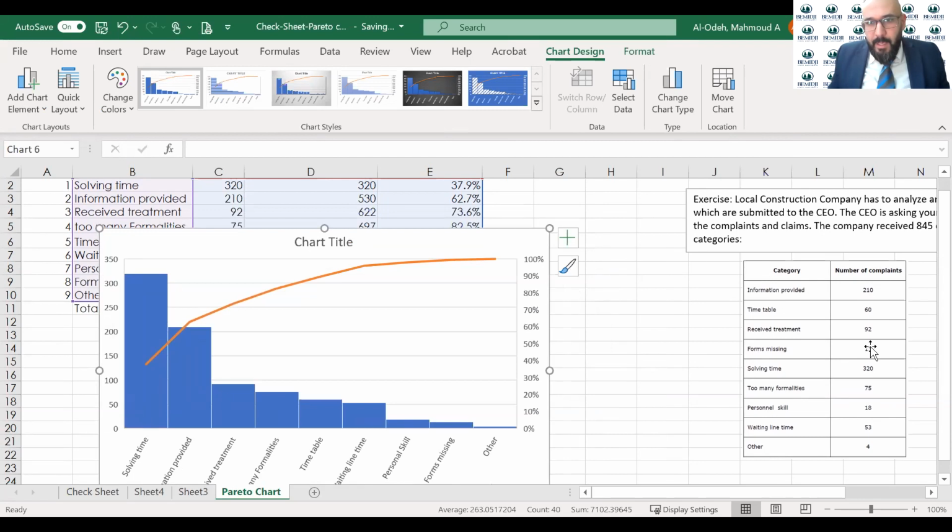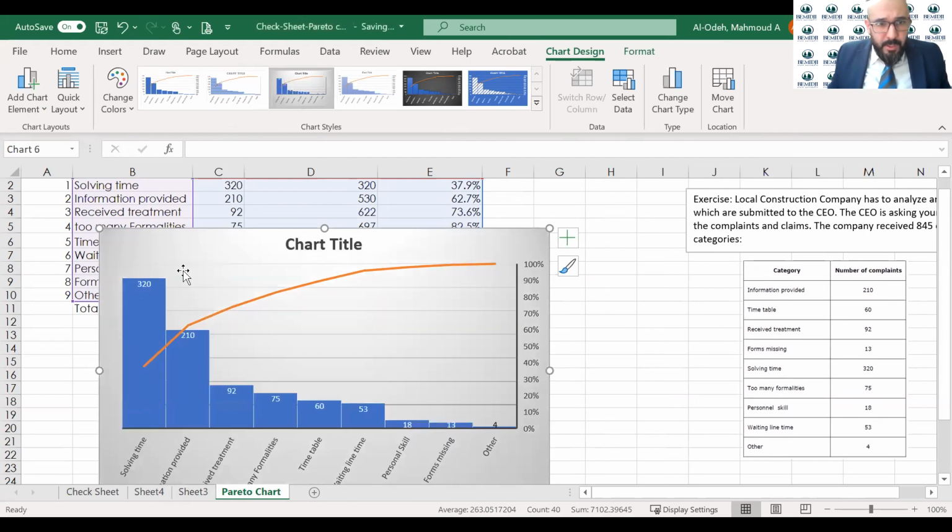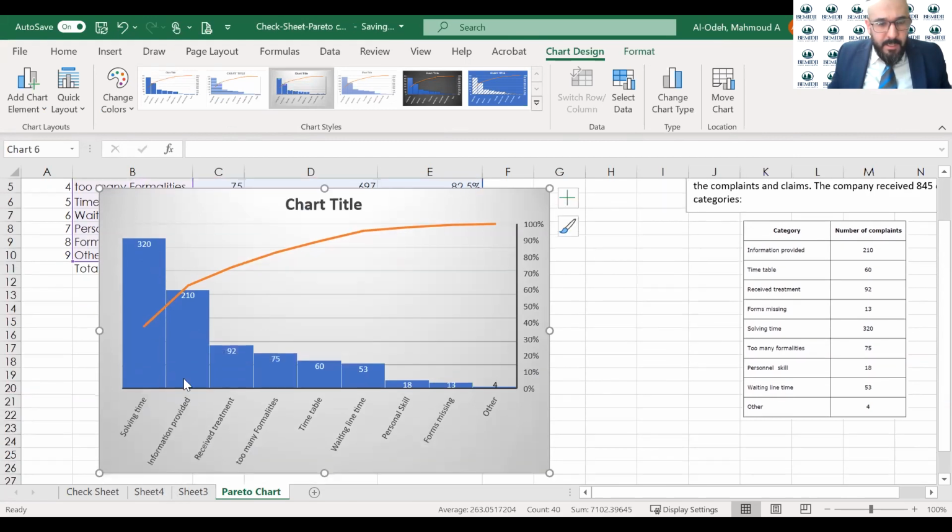So what does that mean? This is going to tell you that the highest problem, the highest complaints, is the solving time with 320. I clicked on this to show me the numbers. The next critical vital issue would be information provided with a 210.